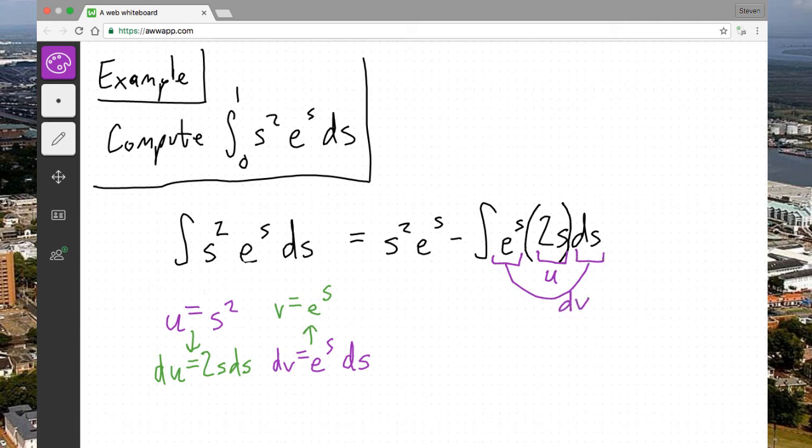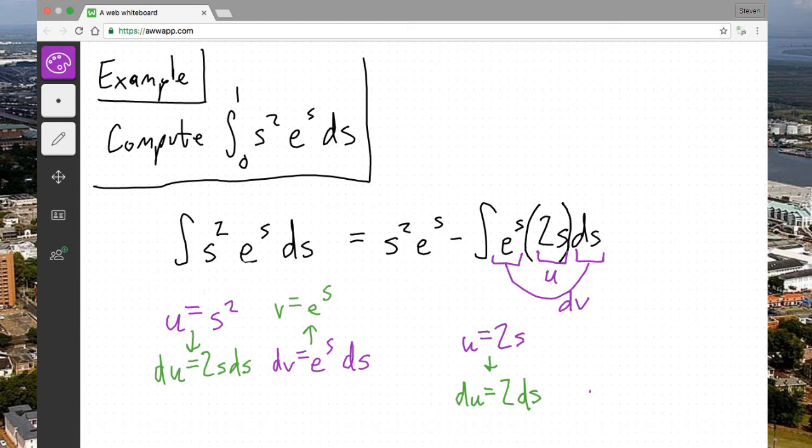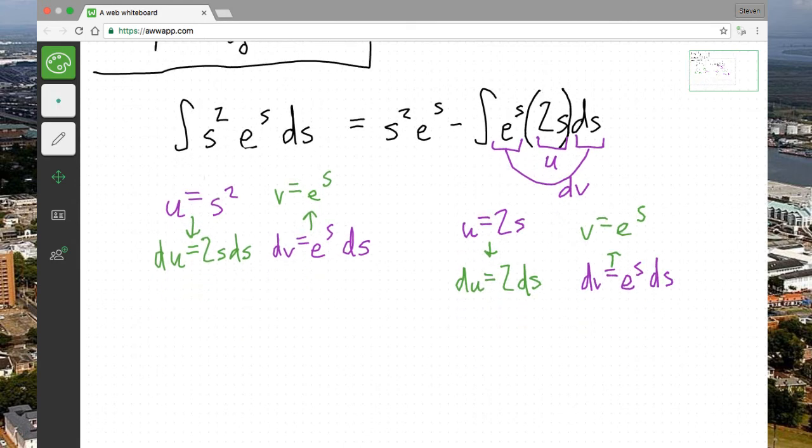I choose it like this because when I take the derivative of u to get du, that's just 2 ds, and that's simpler. We want things to get simpler with each step. Likewise, my dv is e to the s ds, and while that won't get simpler, it doesn't get any worse at least. That gives me a v of e to the s again. So let's put that together.